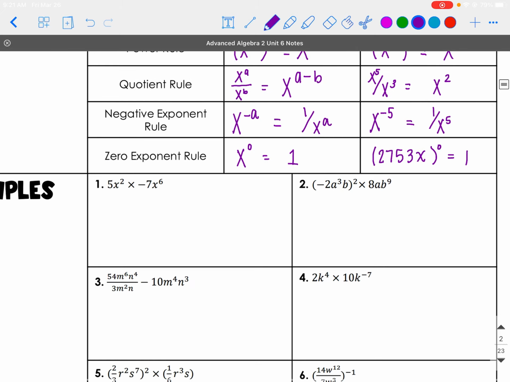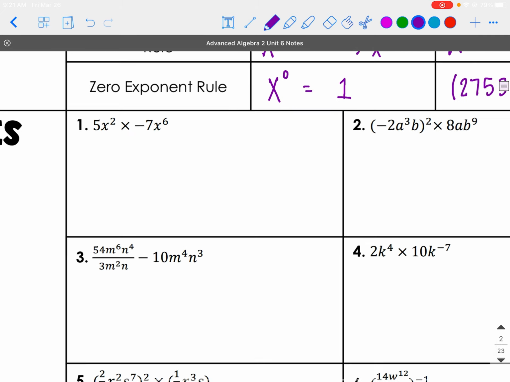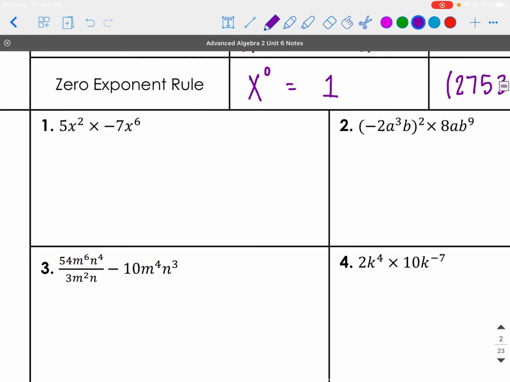All right, let's do some examples here. Number 1, we're multiplying. Now, any numbers that are out front, you just multiply those like normal. So this would be negative 35x to the 8th power.